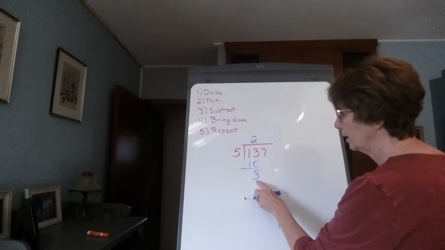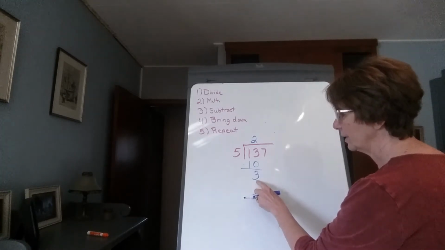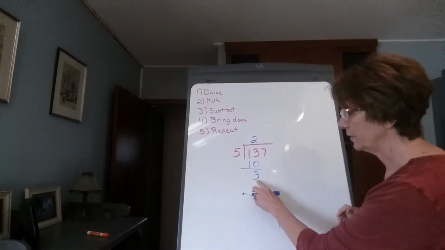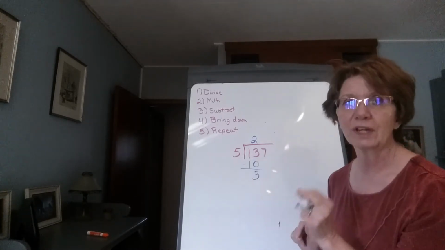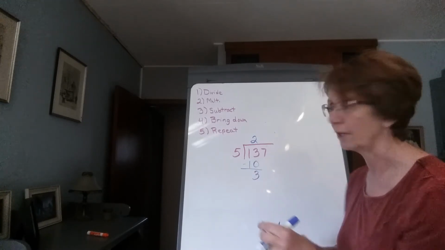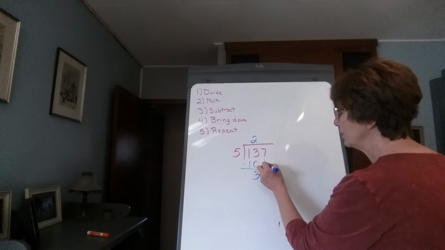Now, you have to double check. This number is smaller than this number, so we're good. If this number is larger, you've done something wrong and you have to erase and go back. Okay, that's one way to check yourself. Now we're going to bring down our 7.